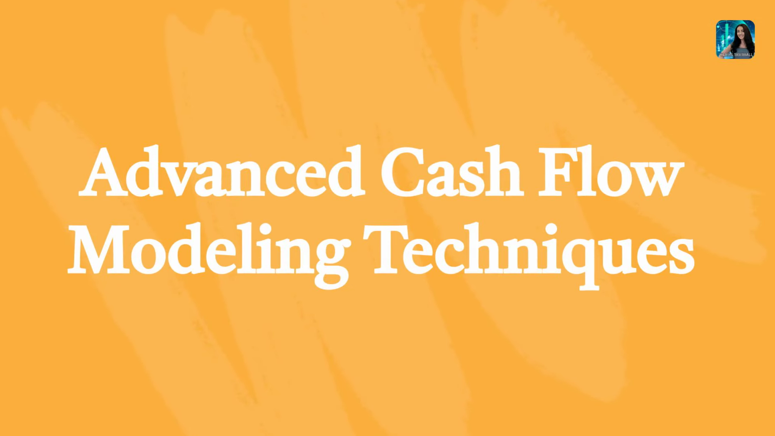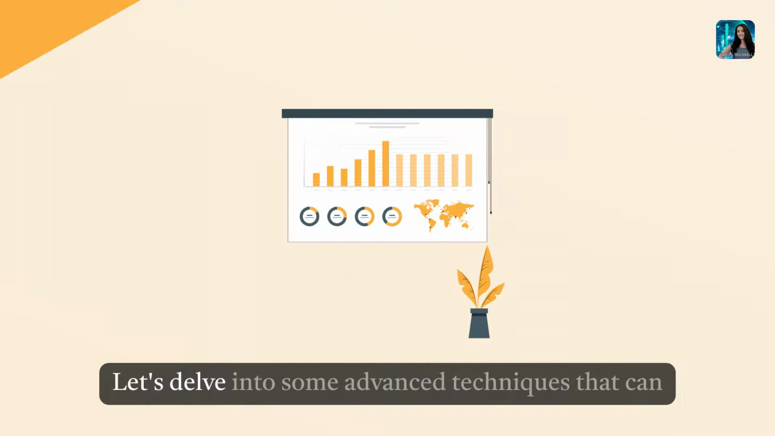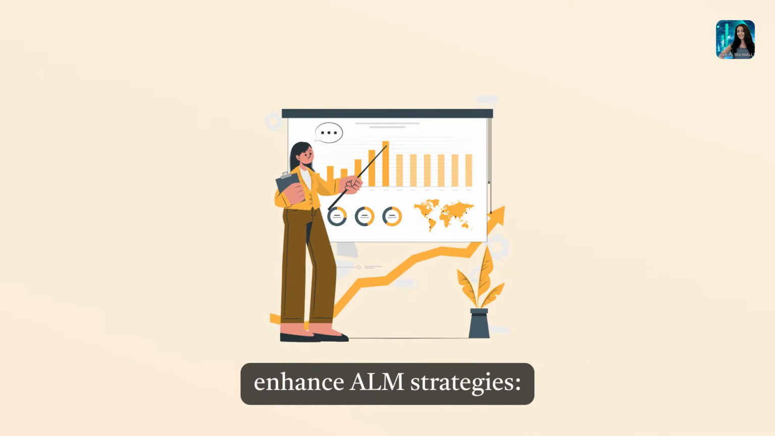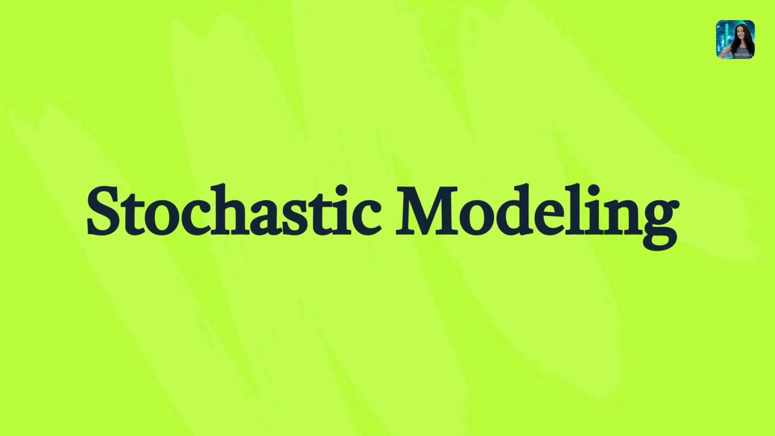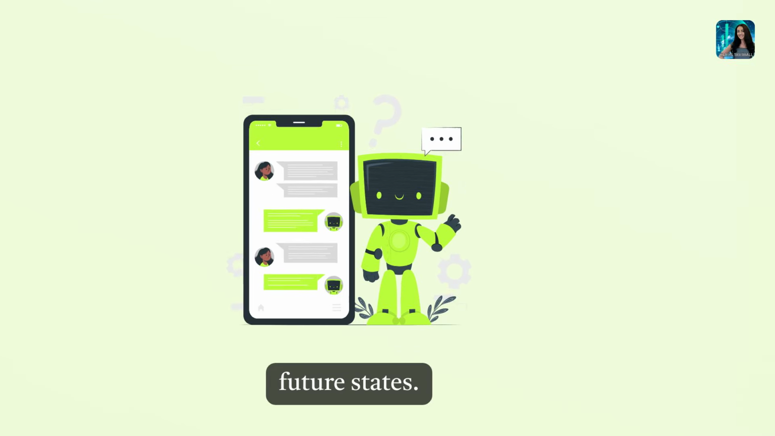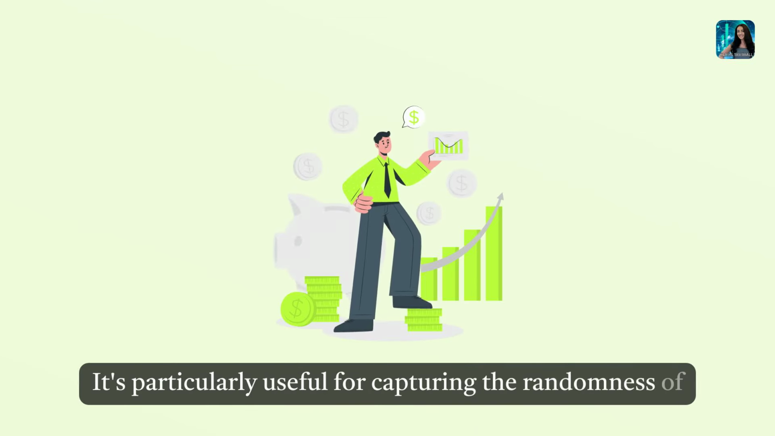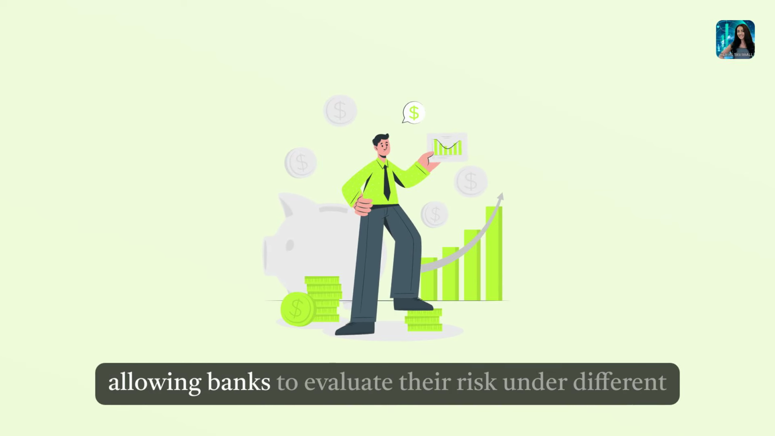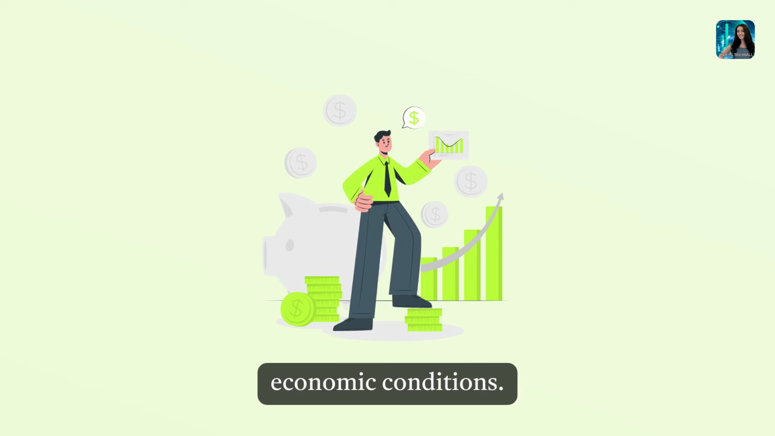Advanced cash flow modeling techniques. Let's delve into some advanced techniques that can enhance ALM strategies. Stochastic modeling. Stochastic modeling uses random variables to simulate various future states. It's particularly useful for capturing the randomness of interest rates and their impact on cash flows, allowing banks to evaluate their risk under different economic conditions.